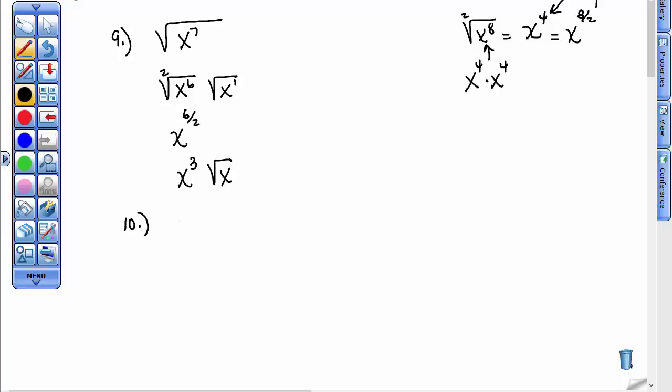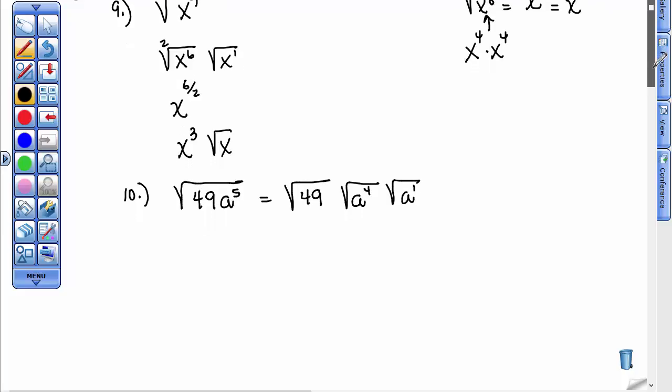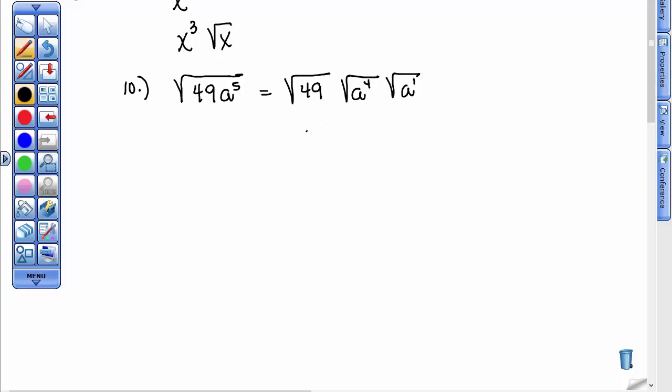Let's do another one. So we've got the square root of 49a to the 5th power. So I'm going to break this up into 49, a to the 4th, and a to the 1st. So the square root of 49 we know is just the number 7. Again, please don't put the radical symbol on it. The square root of a to the 4th, 4 divided by 2 is 2. And then this square root of a has just got to come down. Cannot be reduced.